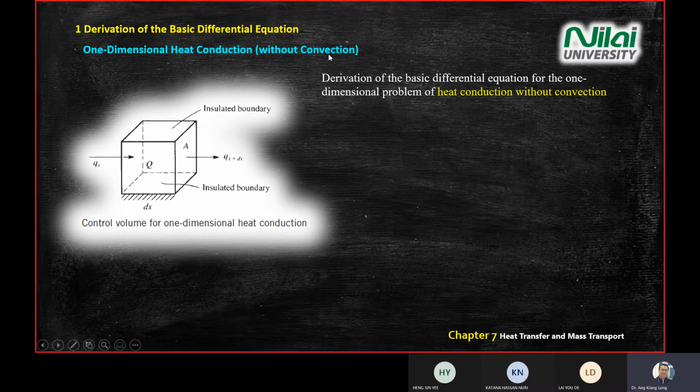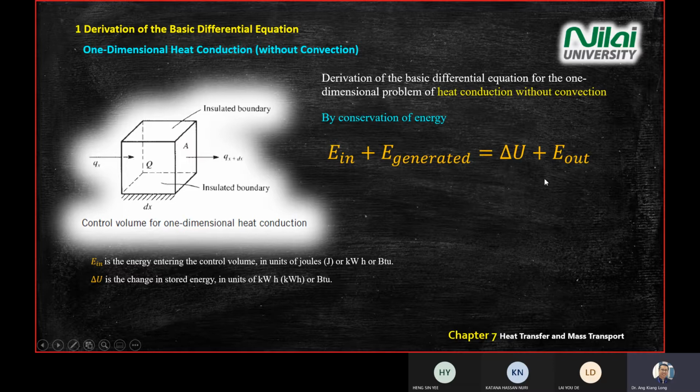The first scenario we look at is without convection, purely conduction. So what equation do we use if we only look at conduction? The basic equation for heat transfer is the one you see on the screen. It has two components. The principle is that what is coming in equals what is going out. On the left-hand side, we write a capital E, representing the energy in and the energy generated inside the system, equal to what is going out: delta capital U, the change of internal energy, plus how much energy is flowing out.